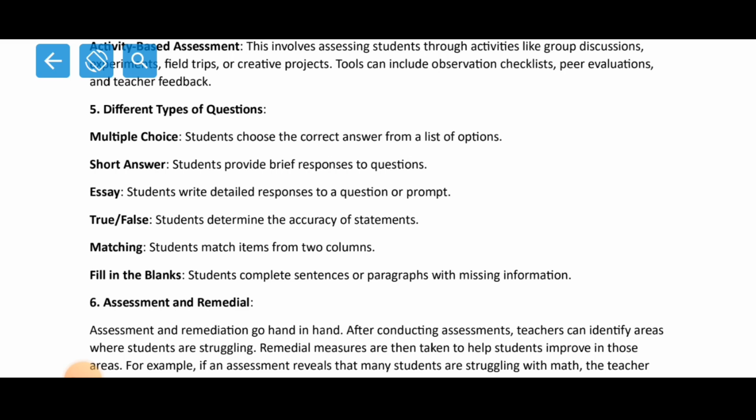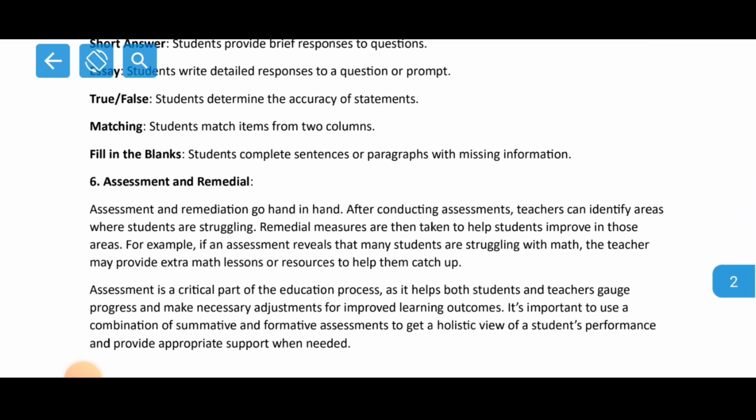So as teachers, whenever we make question papers, we take into account all these factors, right? While making question papers, we try to give them short answer type questions, very short answer type questions, multiple choice questions, essay type questions, true false, matching, match the following, fill in the blanks, all these, right?